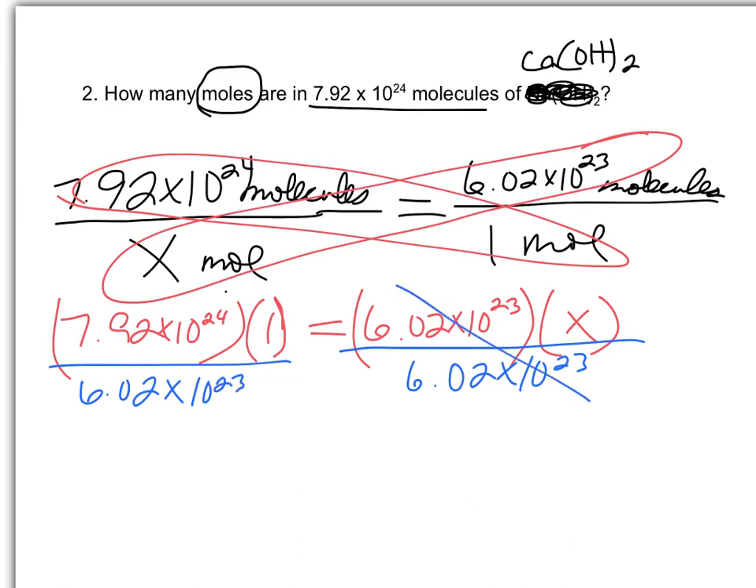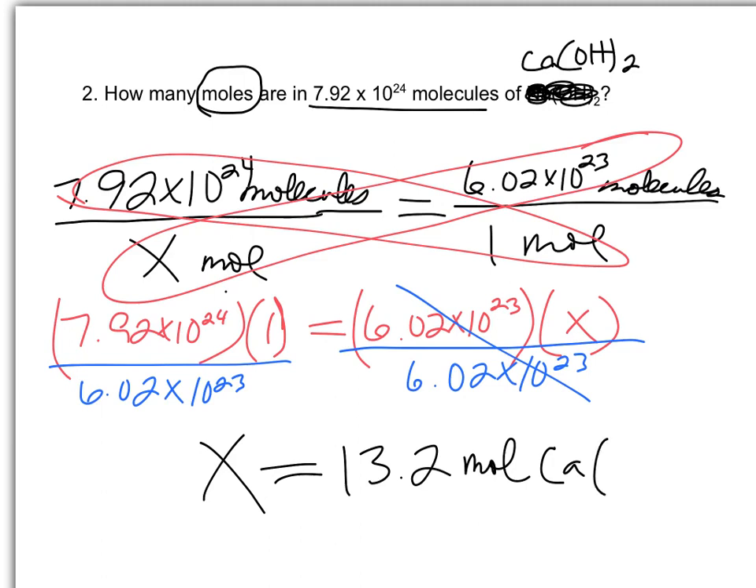Then that cancels those out. Now I have my answer of x equals 13.2 moles of calcium hydroxide.